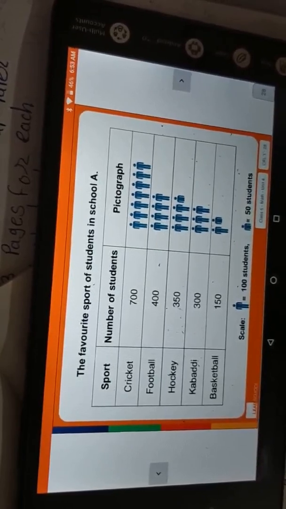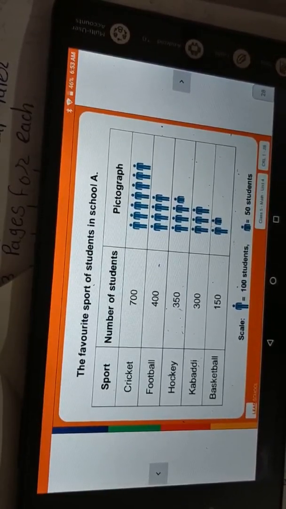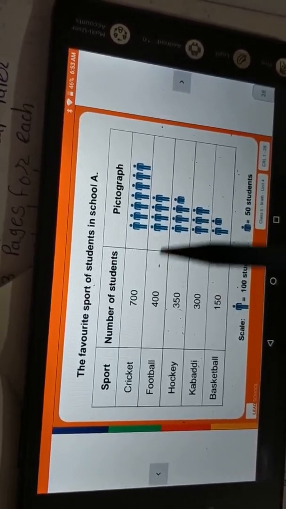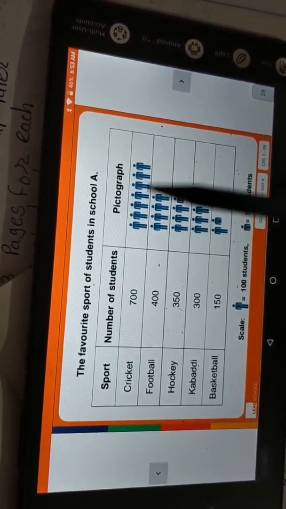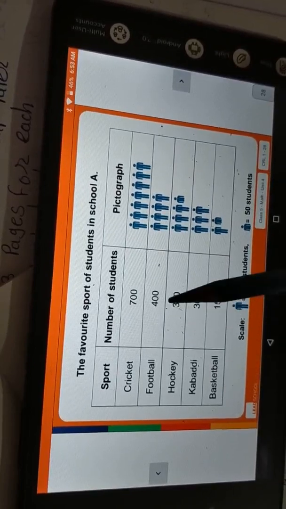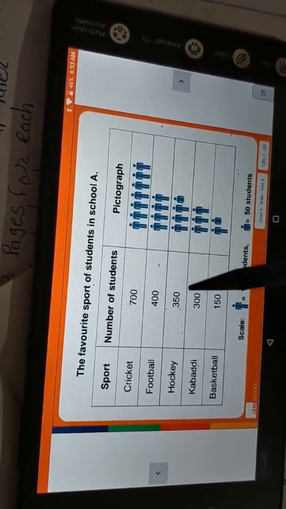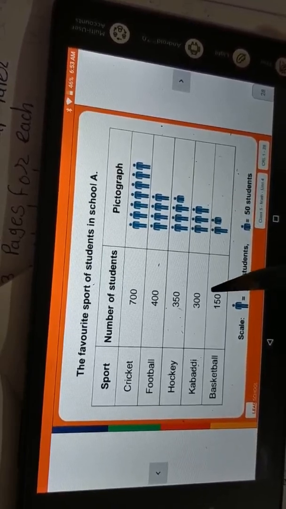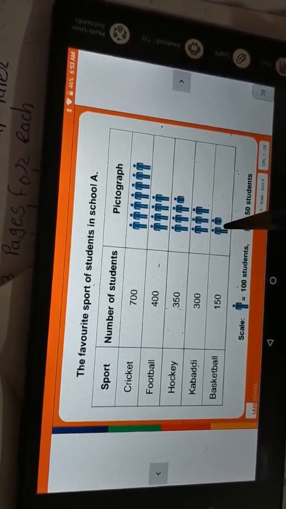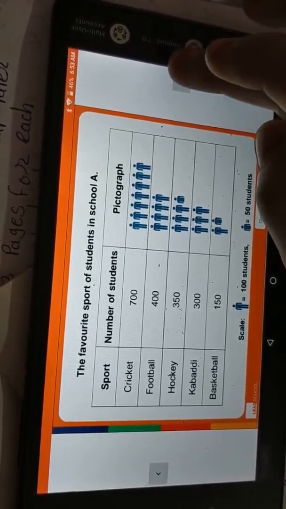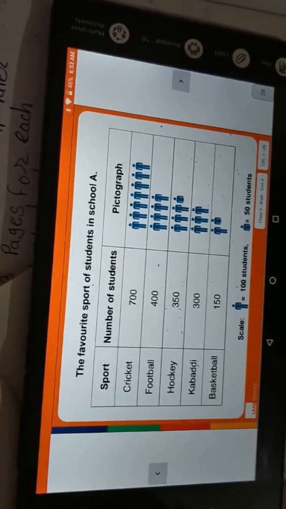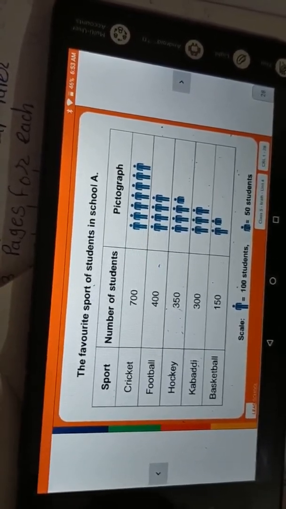Now here, 700 students play cricket, so here we have to draw 7 persons. For 400, we have to draw 4 persons. For 350, we have to draw 3.5 pictures. For 300, we have to draw 3. For 150, we have to draw 1 person and 1 half. Got it? So like this, students, we have to show the numbers in pictorial form.